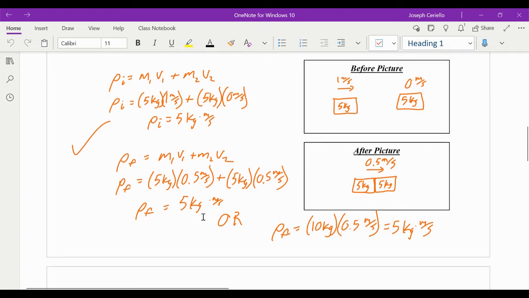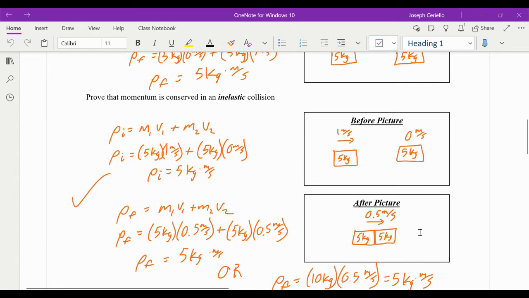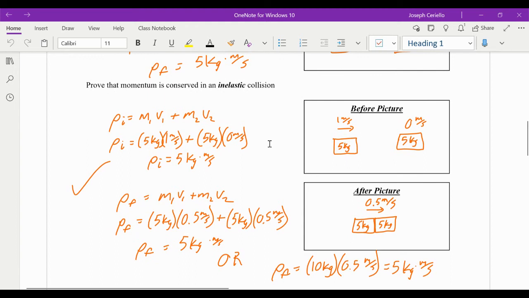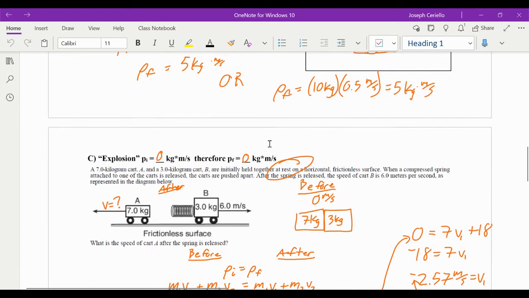Another way some teachers do it is they just combine those two immediately and say that's one 10 kilogram mass going 0.5 meters per second, which is fine, and you can do that. And they get 5 kilograms times meters per second. So momentum is also conserved in inelastic collisions. Now we should expect this because there are no external forces in these two types of collisions.